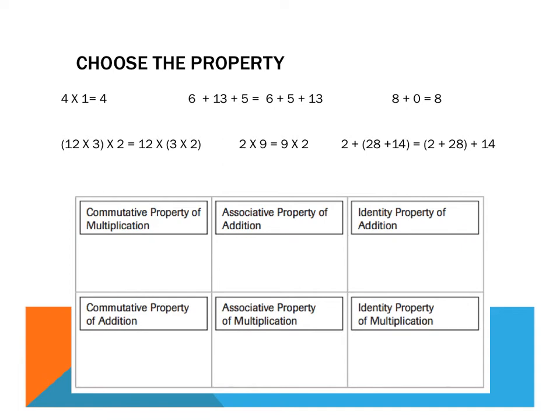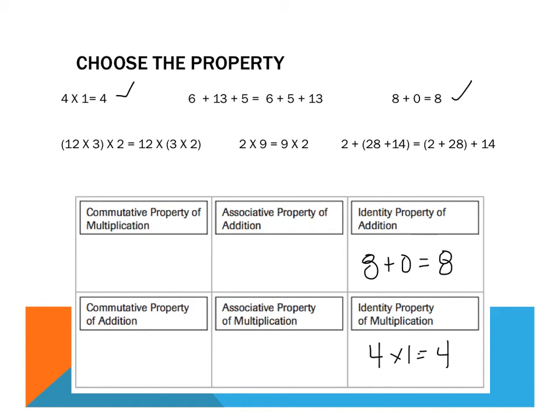I'm going to start with the identity property of addition because that's the one that said the sum of any number and 0 is that number. I can see here 8 plus 0 equals 8. That's our identity property of addition. The other identity property is the identity property of multiplication, and that's the one that says the product of any number and 1 is that number. Here it is. 4 times 1 equals 4.